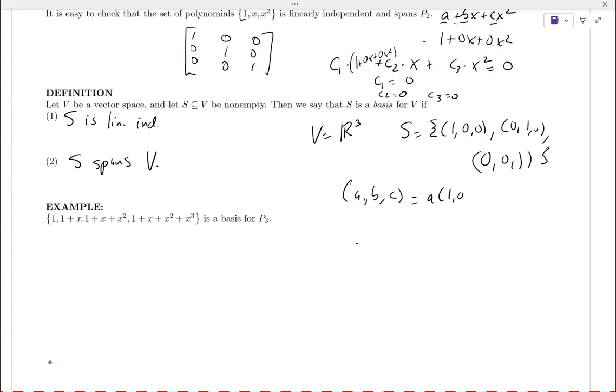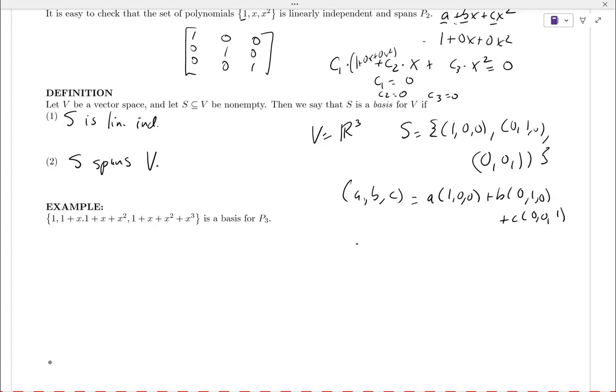Yeah, a times the first, and b times the second, and c times the third, right? That's exactly how we would do it. That gives us a linear combination of the basis vectors that will give us the vector that we're interested in. And again, that's the only way to do it. That's the idea behind the basis, right? There's one and only one. Doesn't matter what the vector is, I can do it. And then once I've done it, that's the only way to do it.